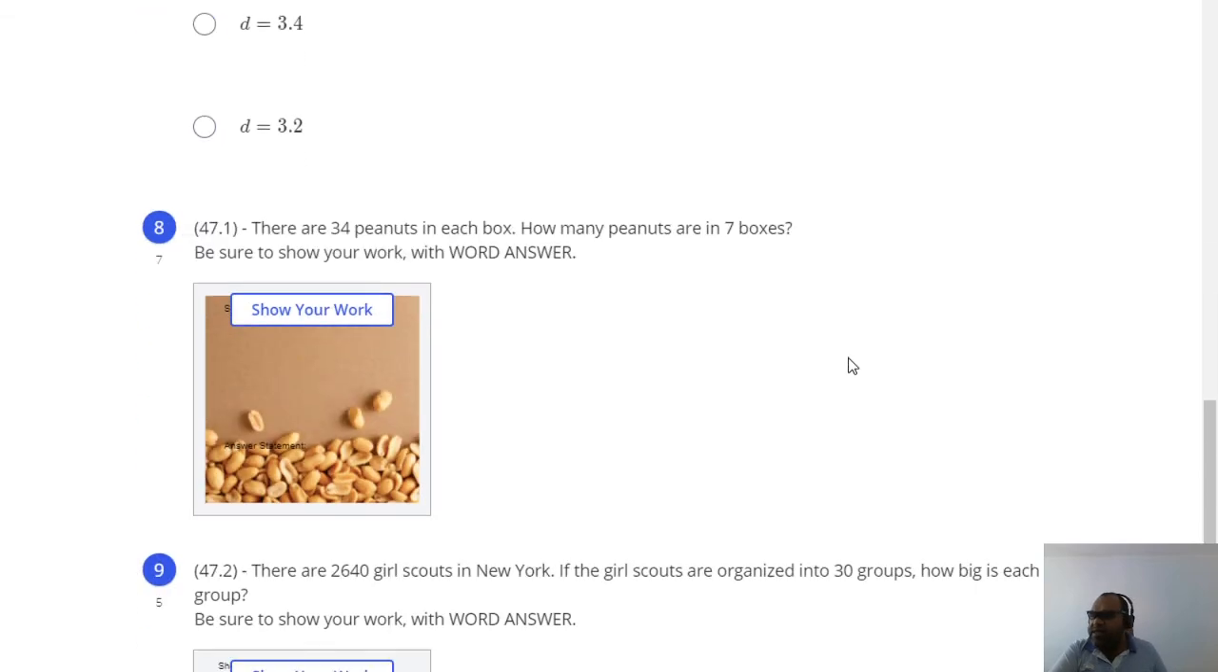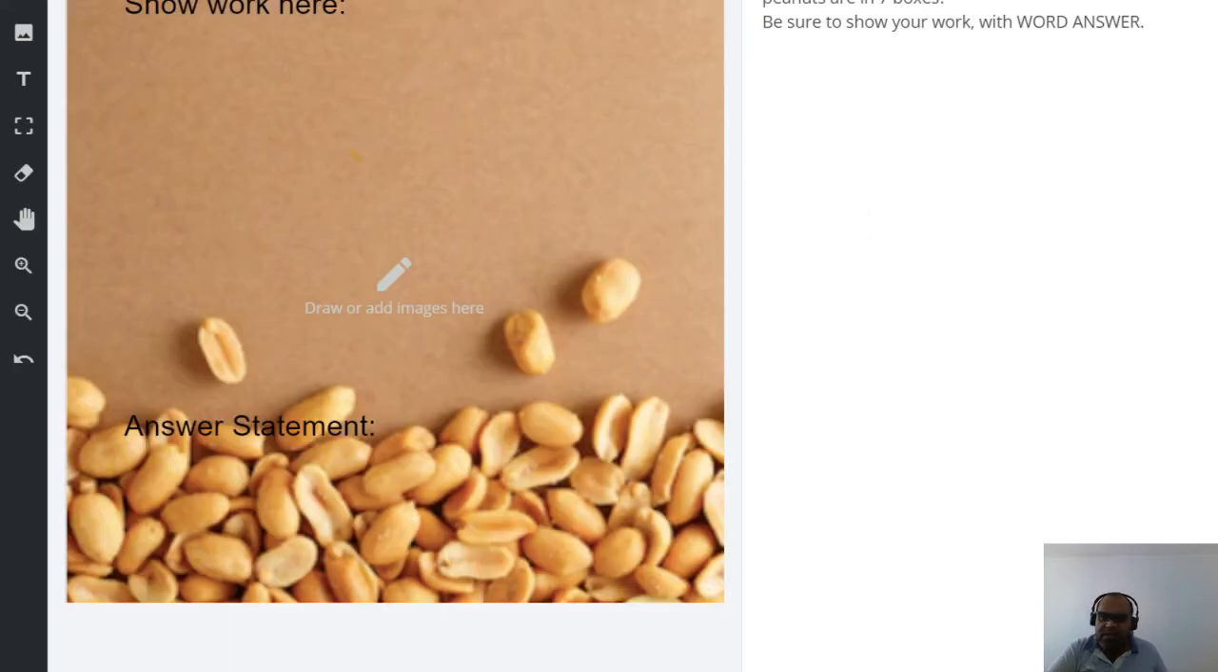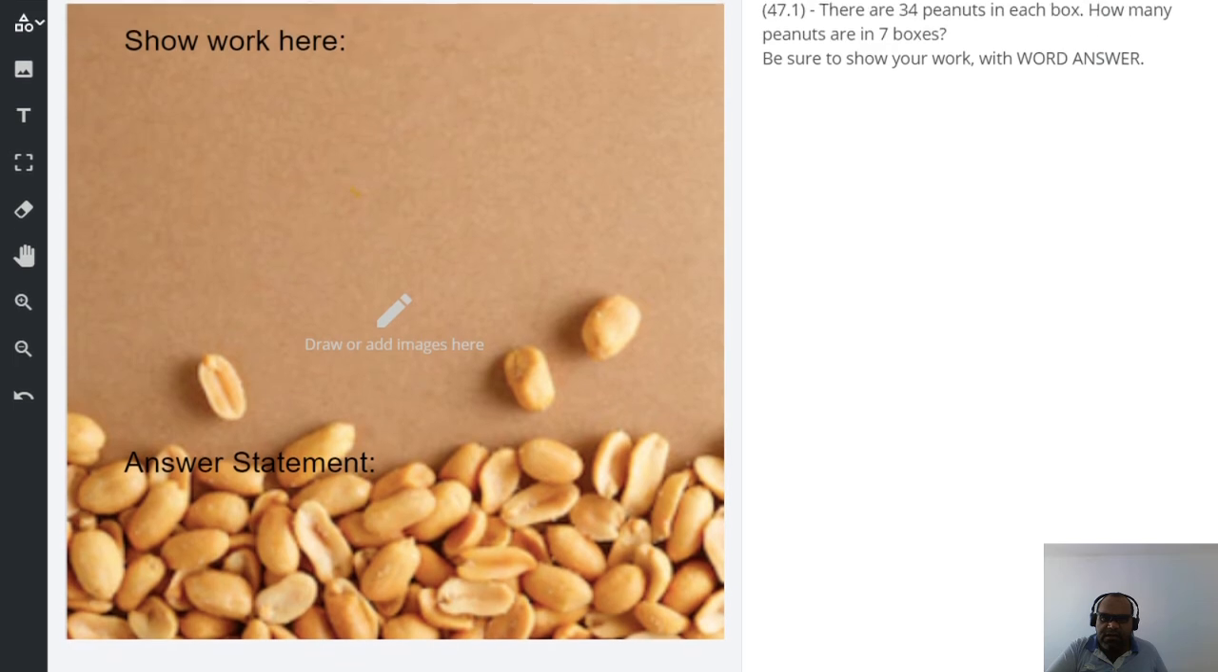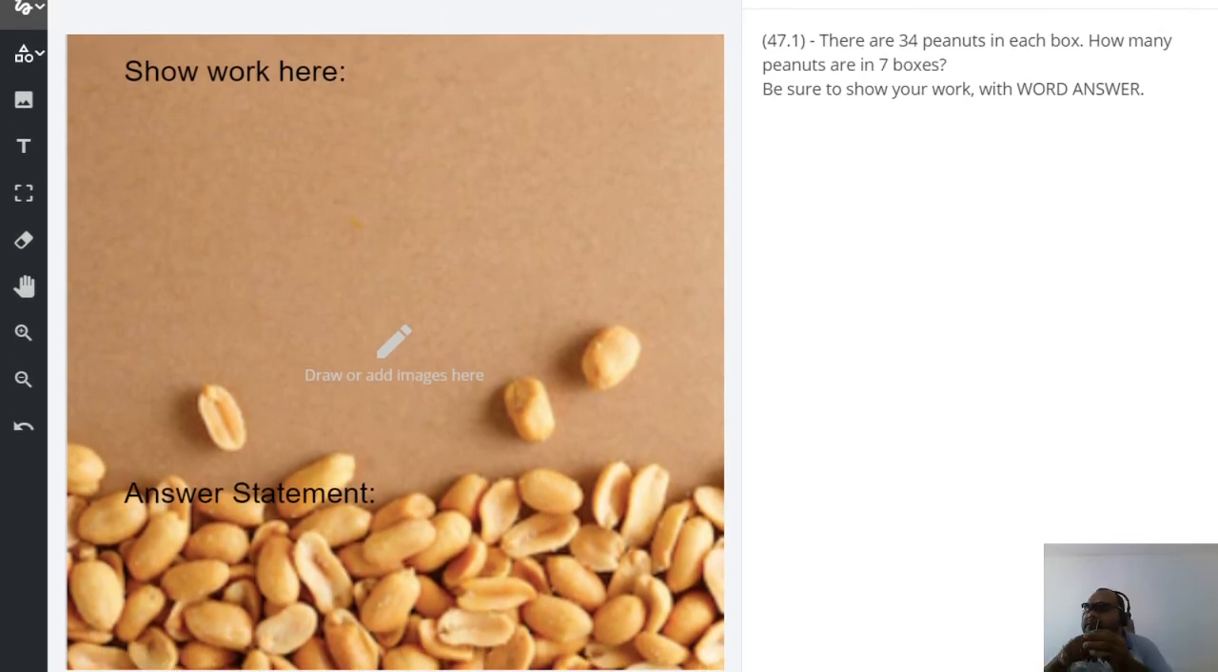Number 8. Number 9, a word problem. There are 34 peanuts in each box. How many peanuts are in 7 boxes? Okay, guys, let me just adjust over here. Okay, I think it's better right now. There are 34 peanuts in each box. How many peanuts are in 7 boxes? Be sure to show your work with a word answer. Word problem, word answer. Show your work.